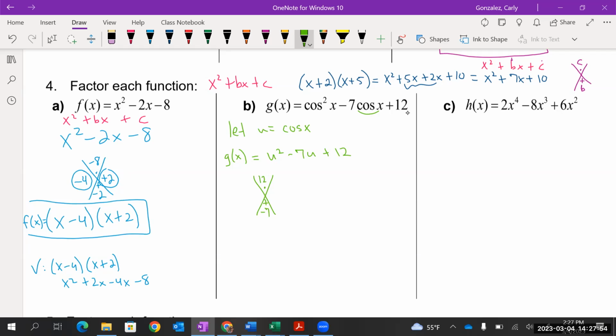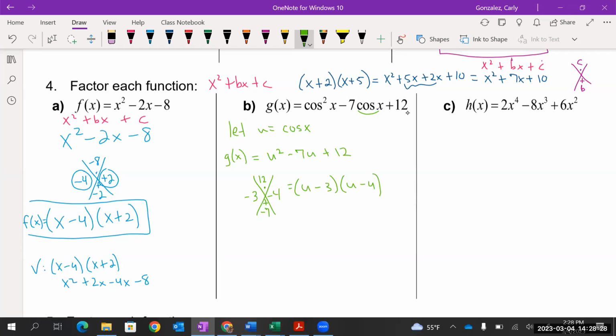So 1 and 12, nah. 2 and 6, close, but no cigar. How about 3 and 4? There we have it. So 3 and 4, they're multiplying to a positive, so they're either both positive or both negative. But since they're adding to -7, they will both have to be negative. So we're ready for our factored form of u minus 3 and u minus 4.